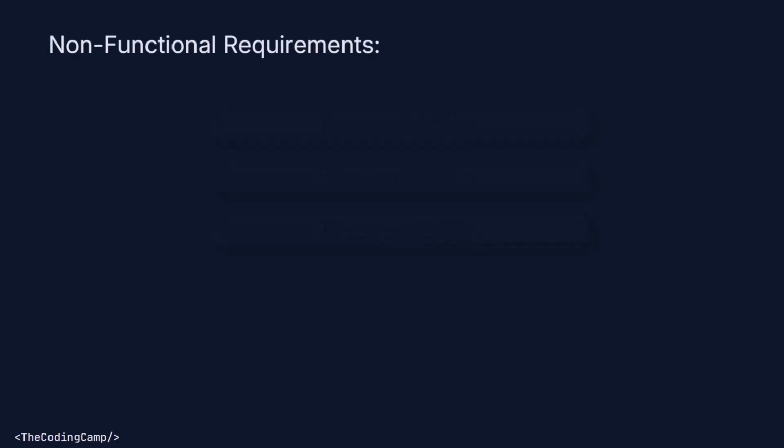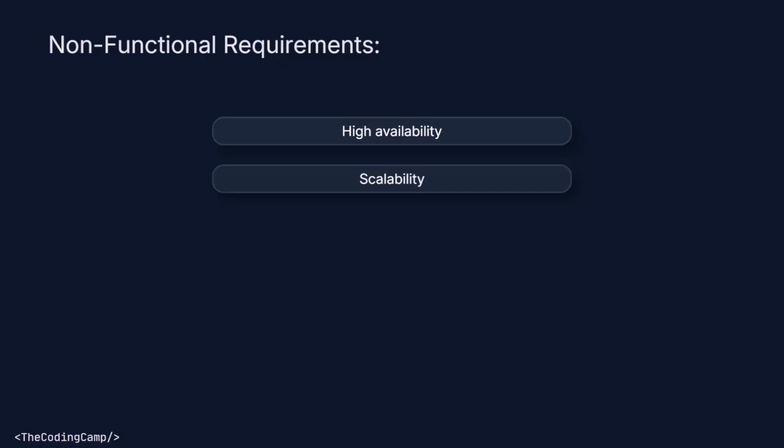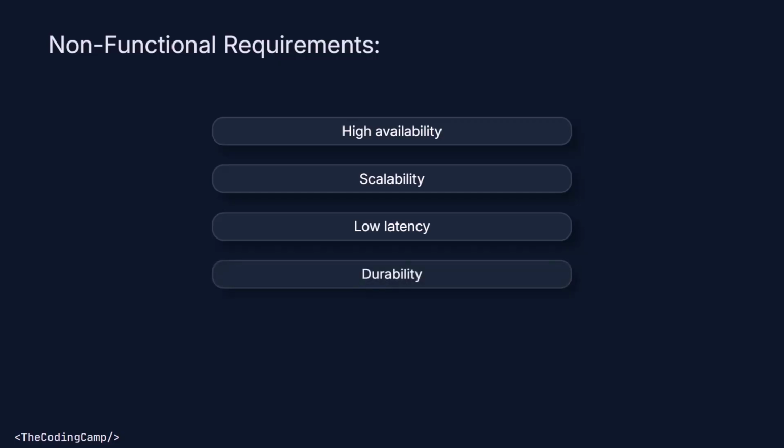For non-functional requirements, the system should have high availability because users expect videos to work 24/7. We need horizontal scalability because video traffic grows massively. Low latency, since video startup time should be very low. Durability, since uploaded videos should never be lost.